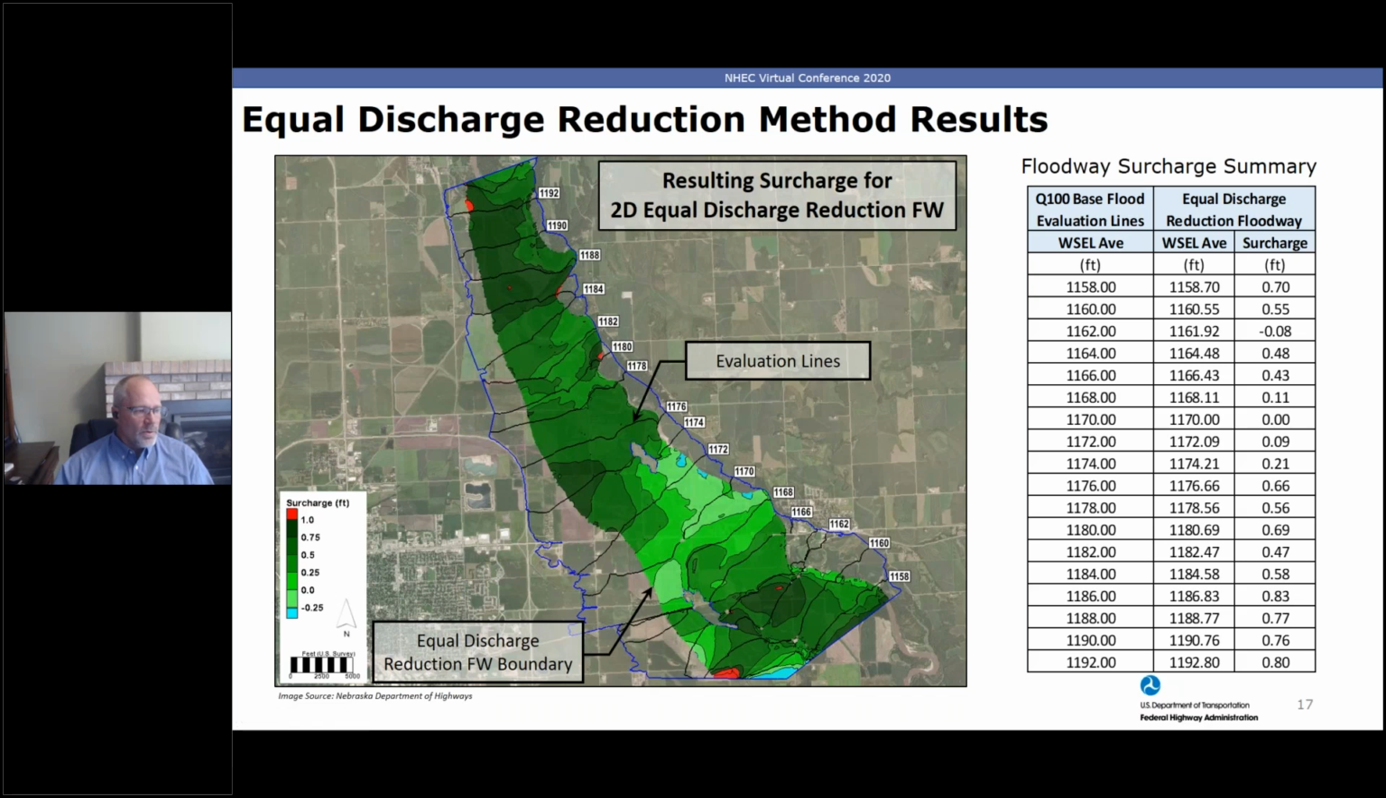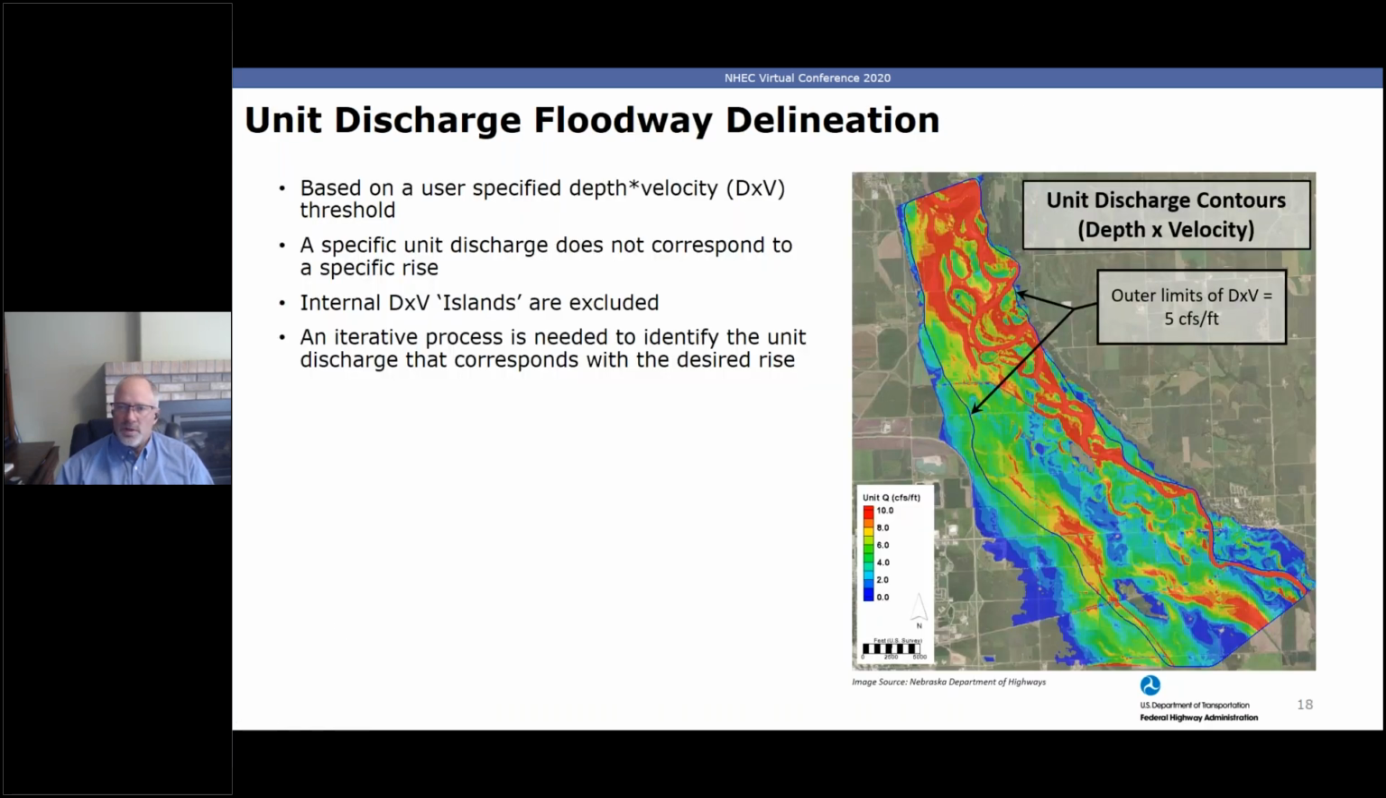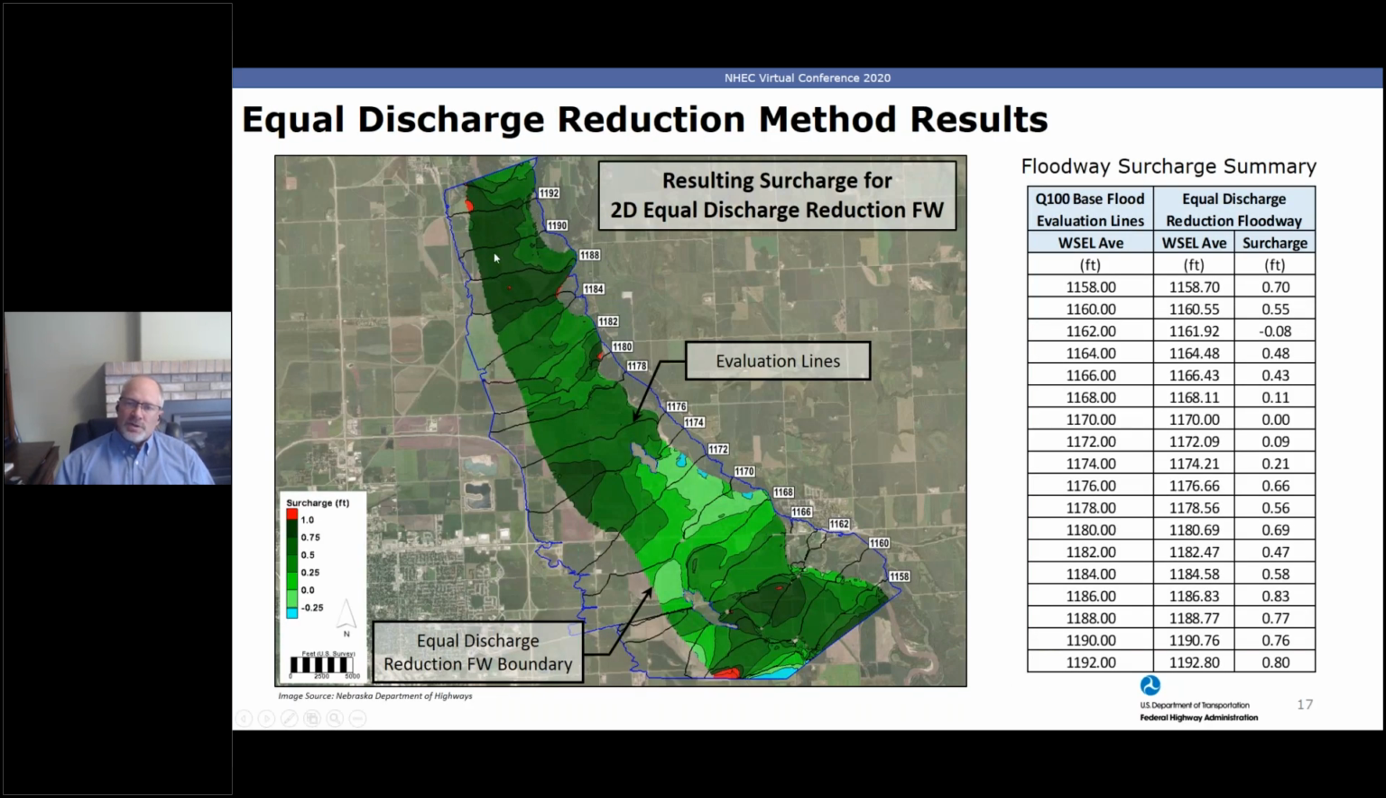Oh, actually, I missed one thing there. So in addition to these evaluation lines, there will be additional criteria from FEMA regarding any point rises that might occur between the evaluation lines. And to my understanding, there will be a tolerance of a ½ foot. So in other words, at any point, the rise could be a ½ foot greater than the allowable surcharge. But certainly stay tuned and look to the official guidance for that.